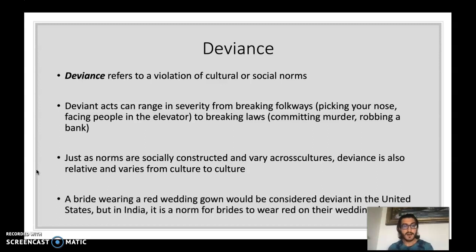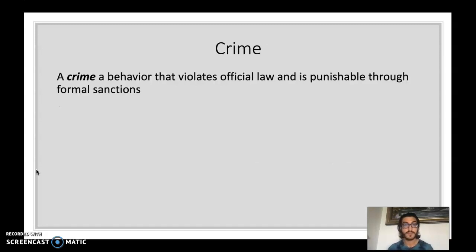Right? A bride wearing a red wedding gown would be considered deviant in the United States, but in India, it's actually a norm for brides to wear red on their wedding day. So that's just a cross-cultural comparison, again, to emphasize how things in our society, including norms and values that we have, are socially constructed. We can always compare our own culture to other cultures, and then, of course, we can also look historically, too, and see how norms have shifted across time within the same society.